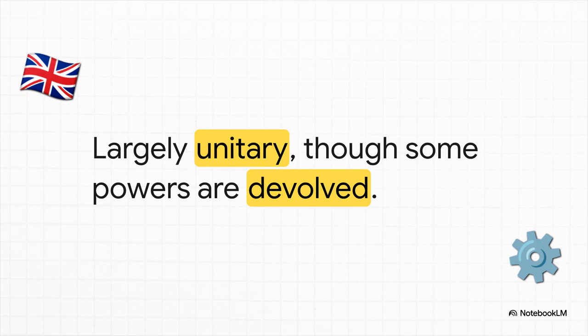The UK is largely unitary, though some powers are devolved. What does that actually mean? Well, it means that while London holds the ultimate constitutional authority, they willingly delegate, or devolve, certain specific powers to regions like Scotland, Wales, and Northern Ireland. But keeping strict with our definition, because the UK is unitary, the central government technically retains the supreme power to alter or just totally revoke those devolved powers at any given time.